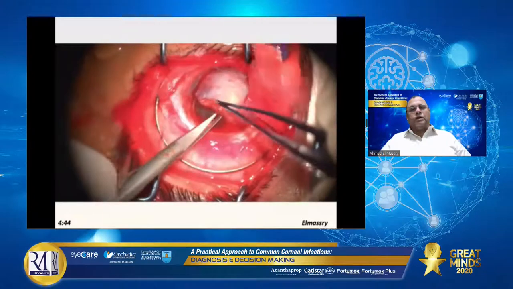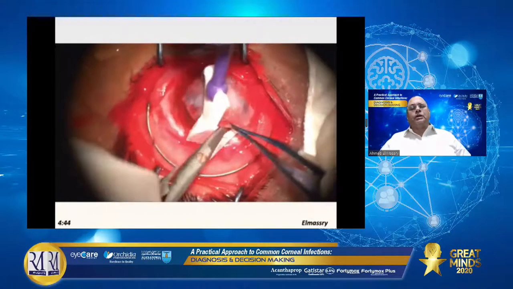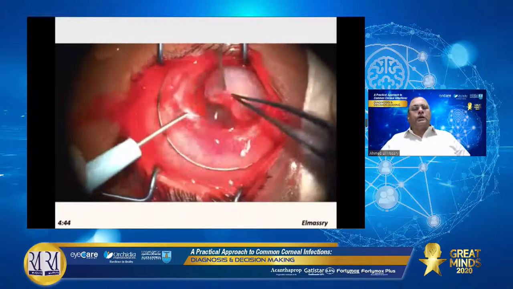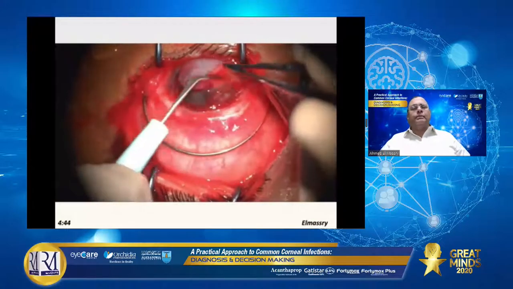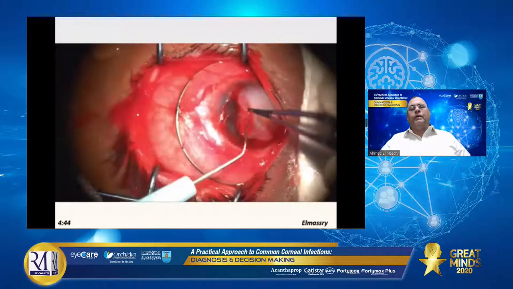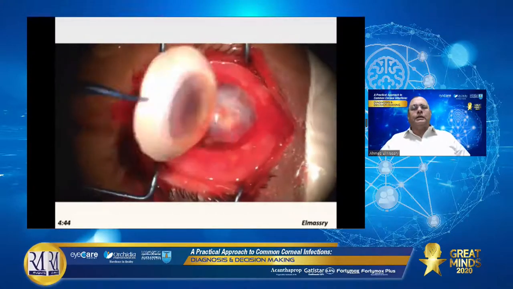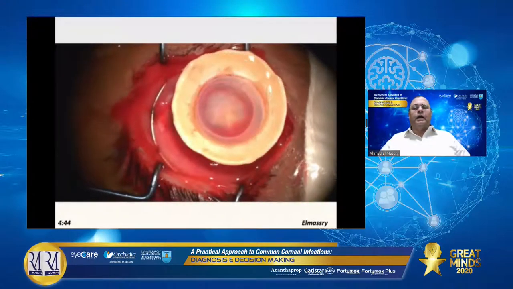I know that the pressure will be compromised after this surgery, but the patient can have a place to put a valve later on. Of course, the plan was to put a corneal scleral graft, and here I'm trying to dissect the cornea from the iris, but still I didn't find the plane for the iris. This is the corneal scleral graft, trying to fashion it to the area where it will be placed.